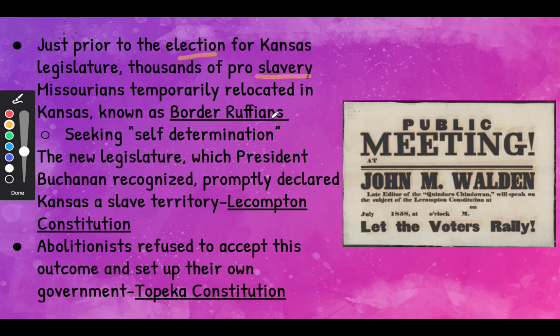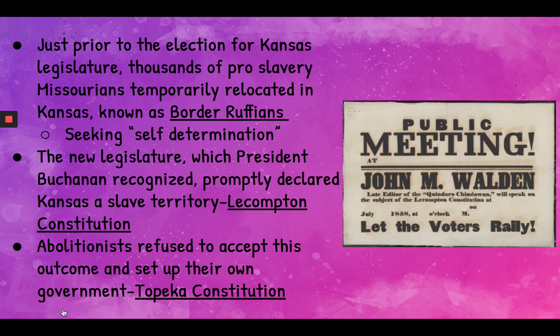The new legislature, which President Buchanan recognized, promptly declared Kansas a slave state, and this declaration and their new government was known as the Lecompton Constitution. Lecompton is a city in Kansas. But abolitionists refused to accept the outcome of Kansas being a slave state, so they set up their own government in the neighboring city, Topeka, and they created their own government known as the Topeka Constitution.